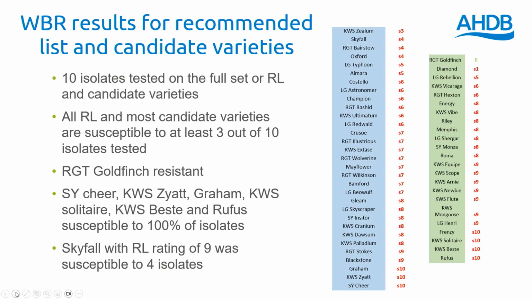So this table on the right shows you the recommended list in blue and the candidates in green. Only one variety was resistant to all 10 isolates, which was RGT Goldfinch, a candidate variety. And all the RL and most of the candidate varieties were susceptible to at least 3, but up to 10, of the isolates. SY Cheer, KWS Diet, Graham, KWS Solitaire, Bestie, and Rufus were susceptible to all 10 of the isolates. Skyfall, which had an RL rating of 9, was susceptible to 4 out of the 10 isolates that we tested.